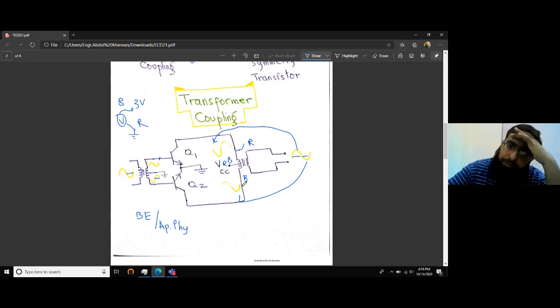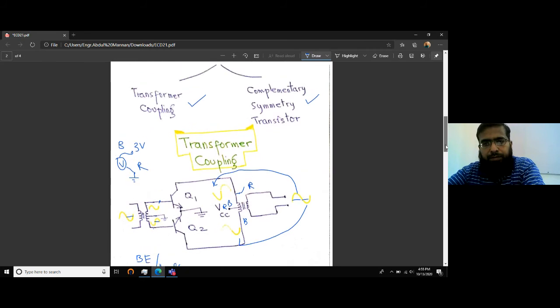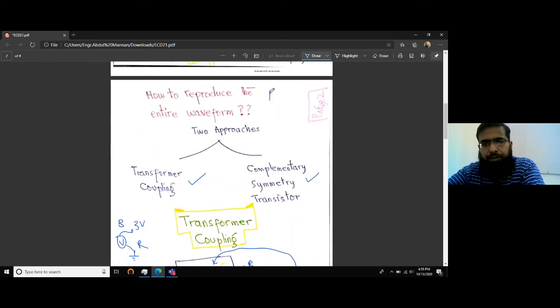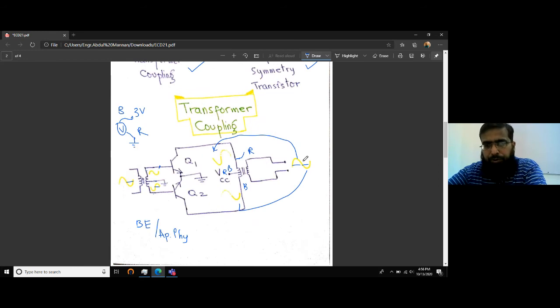So this is how we get the output for a class B amplifier. In fact, it's a class AB amplifier. Why is it class AB? Oh, I forgot to write it here. They both are class AB amplifiers. Why class AB? Because for a class B amplifier, we get output only during one half cycle. If you want to get the output during both half cycles, that amplifier is class AB. So they both are class AB, transformer coupling as well as complementary symmetry transistors. We get the output during both half cycles out of this class AB amplifier.